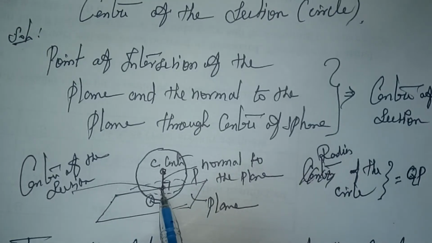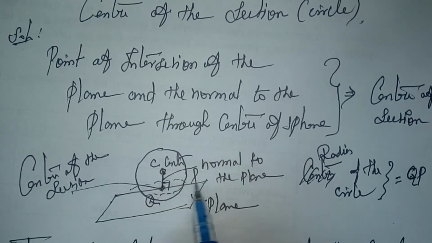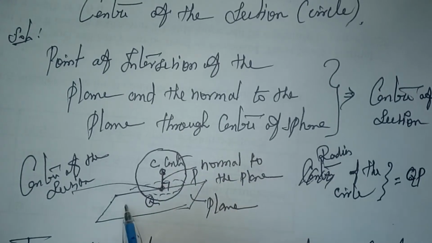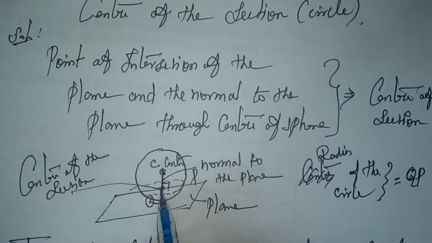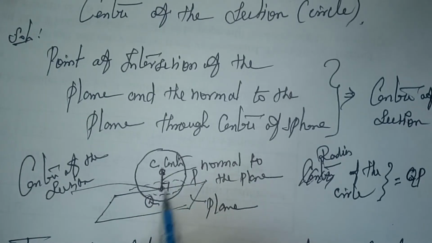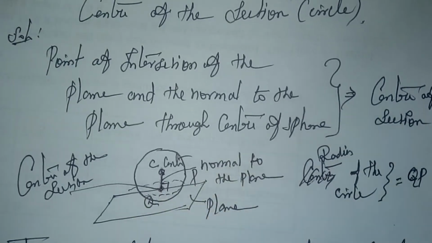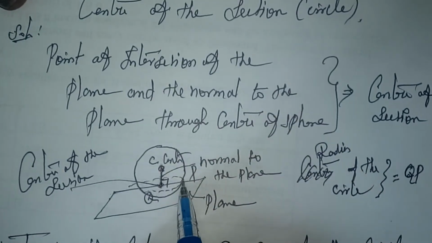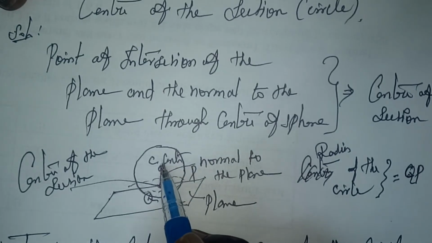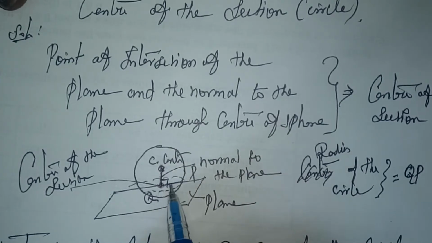So the point of intersection of the normal to this plane and the given plane, we get that point of intersection. So that is our center of a section, right? So this is our normal to the plane, and this is the given plane, right? So how do you find the radius here? Here the distance between C and P is the radius of the sphere, and the distance from Q to P is the radius of the circle. This is our required value, Q to P.